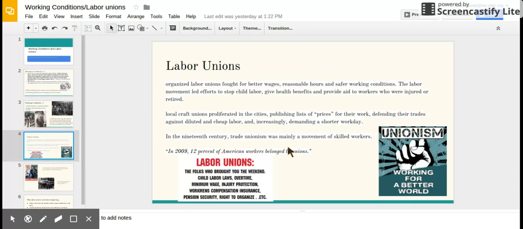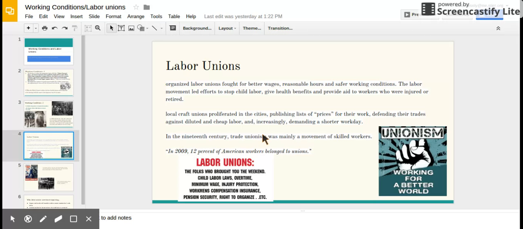Labor unions. Labor unions were organized to fight for better wages, reasonable hours, and safe working conditions. The labor movement led efforts to stop child labor and give health benefits to aid workers.